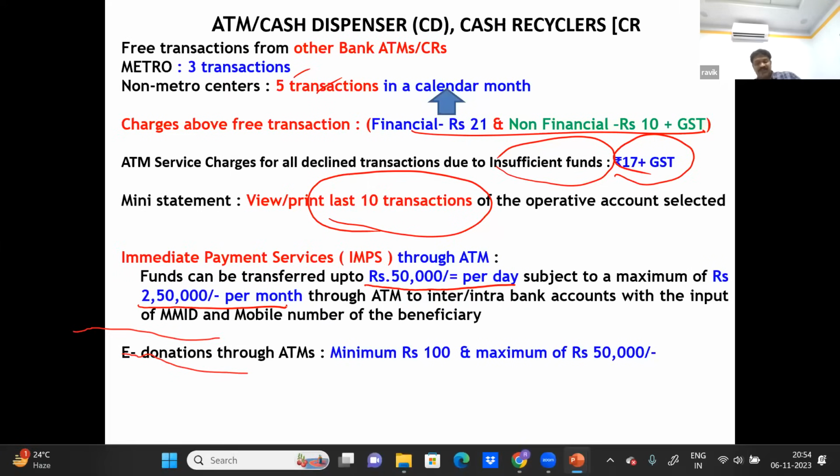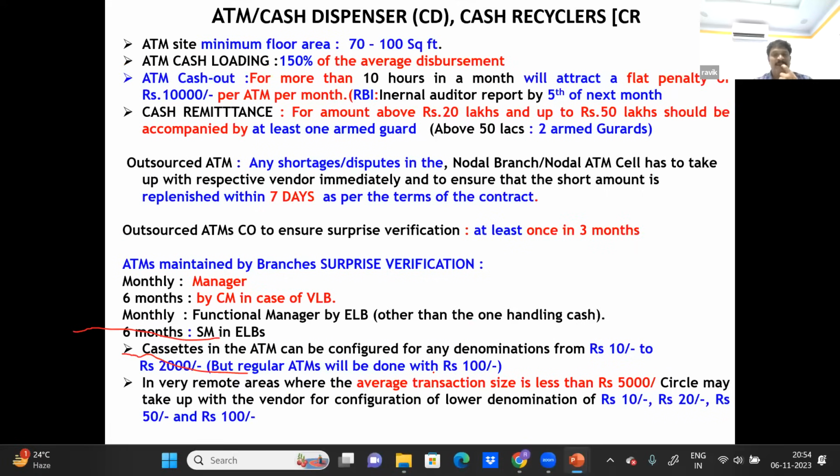Next, donations. Through ATM, one option is donations. If you want to give a donation, you can give minimum 100, maximum 50,000. Now, ATM floor area. If you want to put up an ATM, the minimum floor area of the ATM should be 70 to 100 square feet.